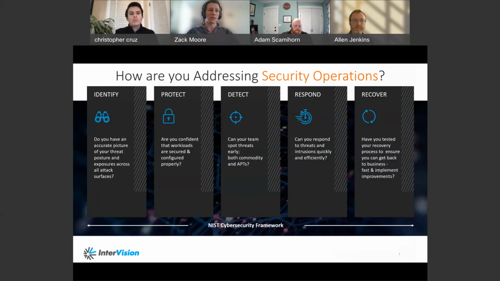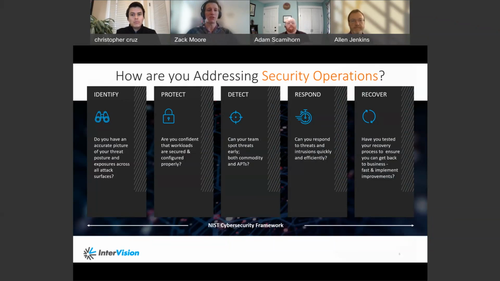So in the identify phase, we have to ask, do you have an accurate picture of your threat posture and exposure across all attack surfaces? Do you know where your important data is? Do you know what the entry points to your network are? Do you know where the crown jewels are and how to protect them?